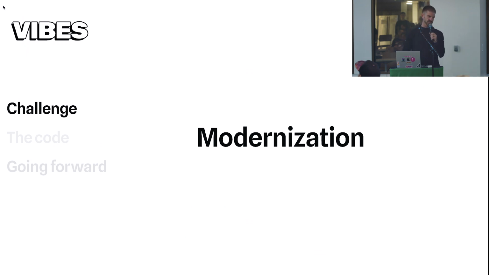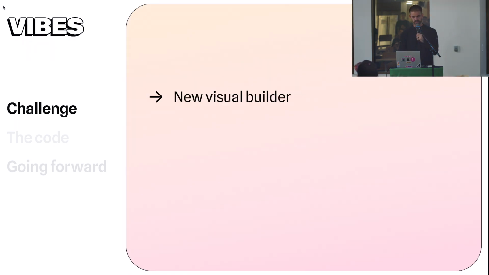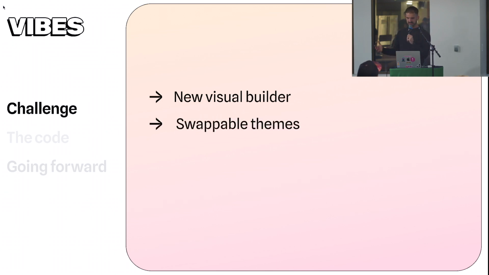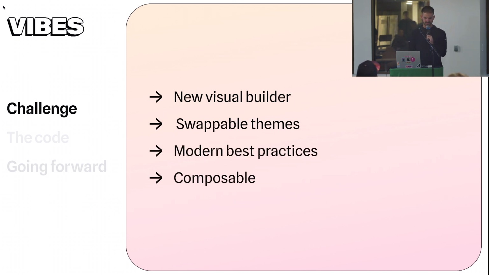And what BigCommerce wants to do is change the way that they recommend and help customers build products and e-commerce platforms. And so there are several requirements, things that they were looking to do. They wanted a new visual builder. That's actually what MakeSwift is and how that fits in. They wanted themes that you could swap between. They wanted to incorporate modern best practices, and they wanted it to be composable.